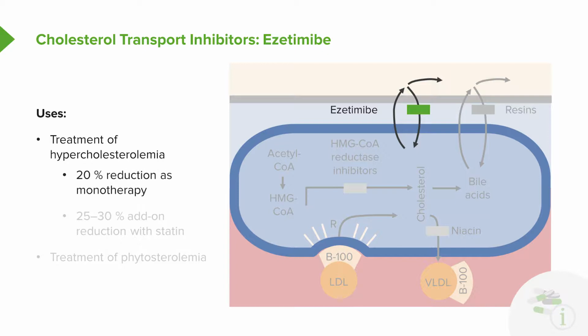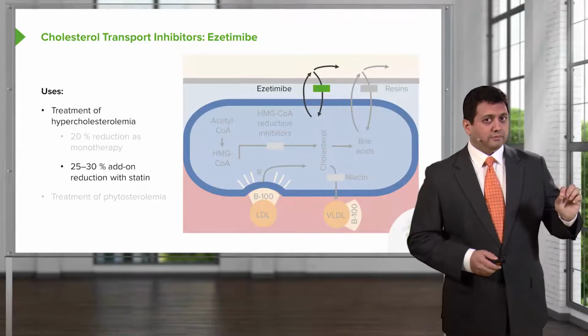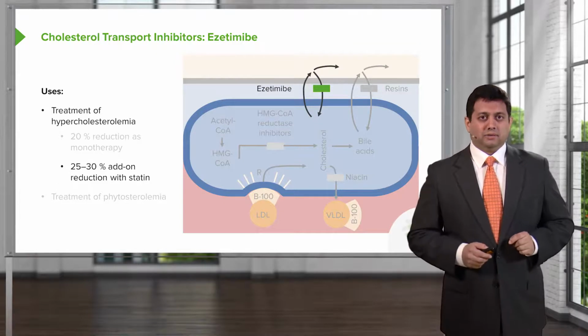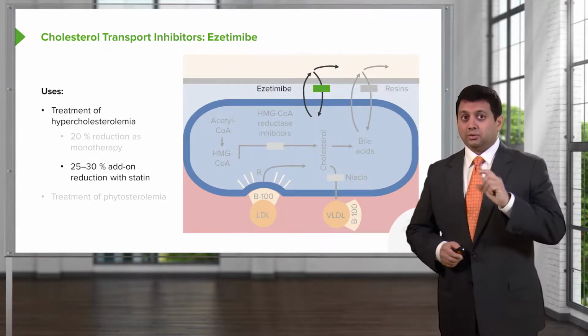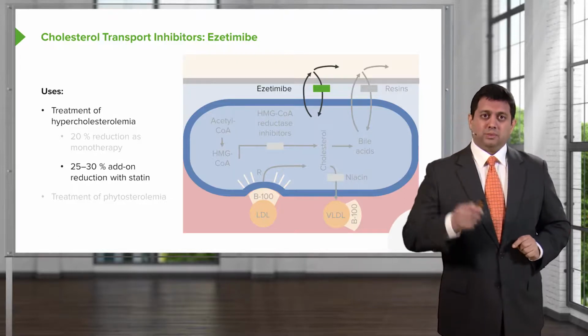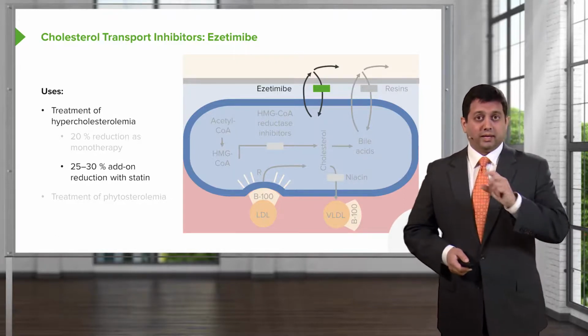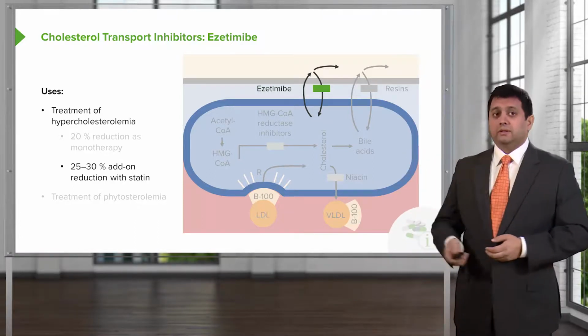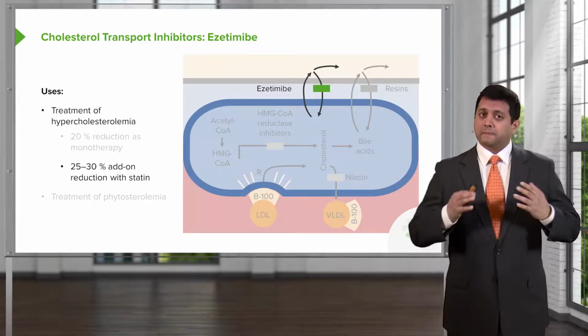As I've said before, you're going to get about a 20% reduction using it on its own, and a 25 to 30% additional LDL reduction when you add it onto a statin. Now listen, that sounds like very little, but actually it's a lot. Consider this. When you go from 5 milligrams to 10 milligrams of rosuvastatin, you're only going to get a 6% additional reduction. When you go from 10 to 20 of rosuvastatin, you get a 6% additional reduction. And when you go from 20 to 40, 6% additional reduction. So getting a 25 to 30% add-on reduction to a statin, that's huge.